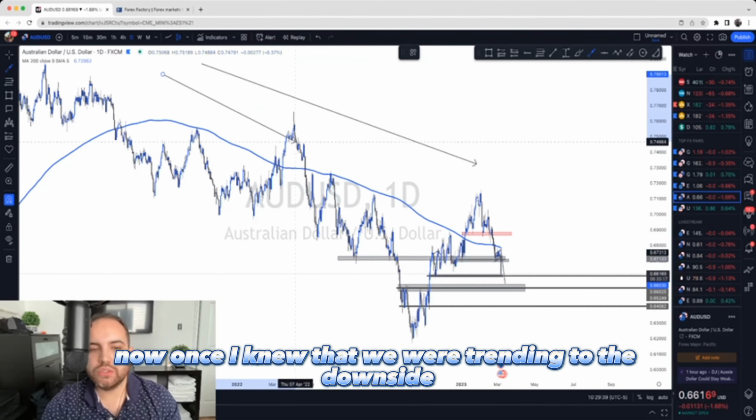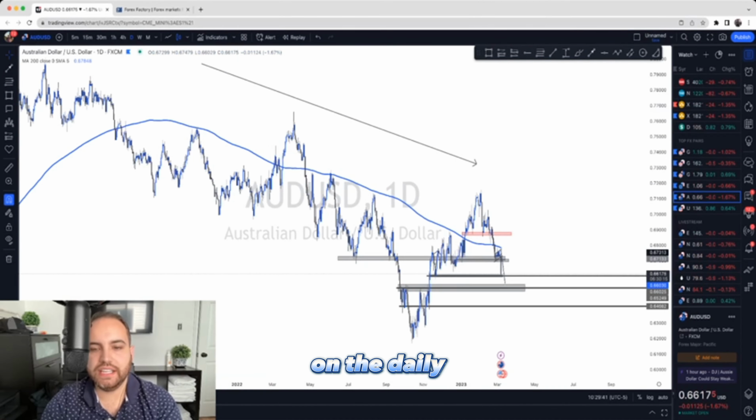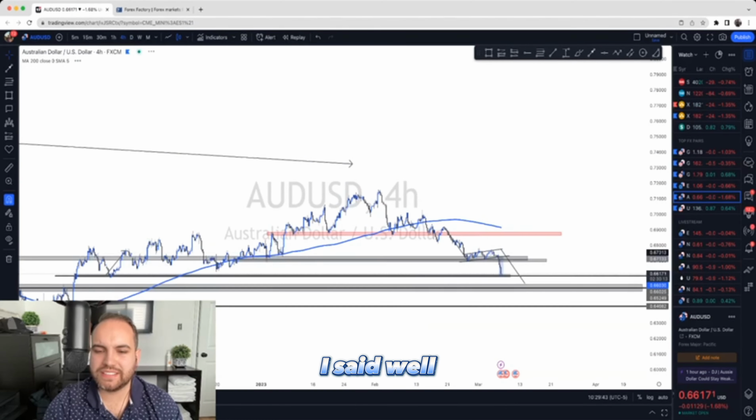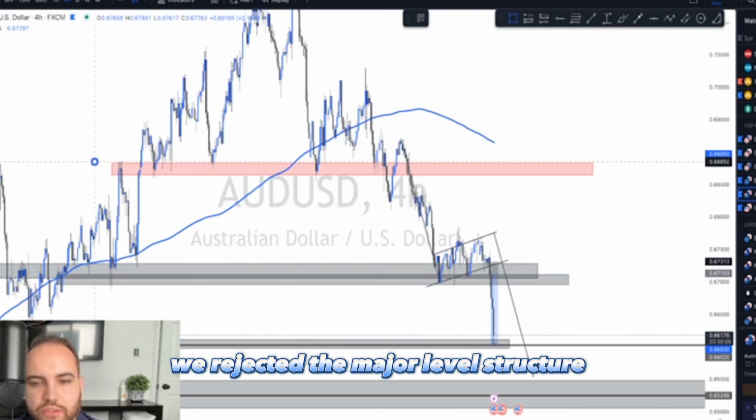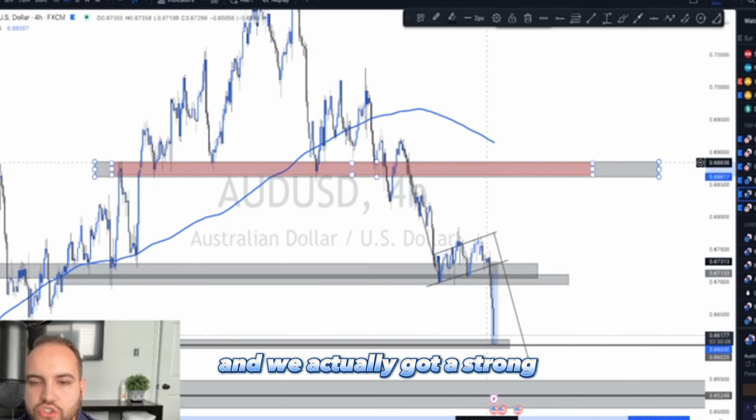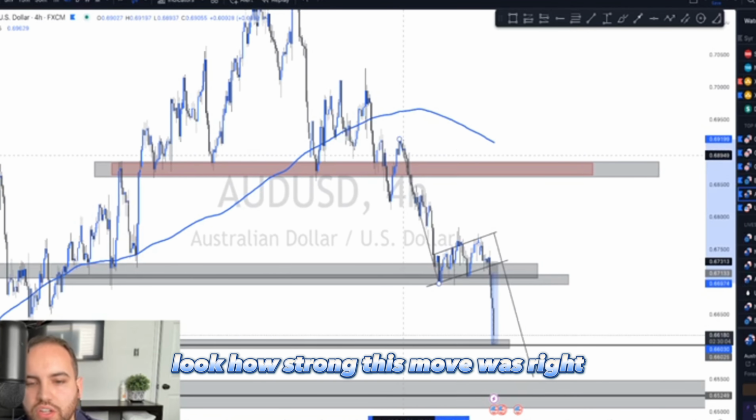Now, once I knew that we were trending to the downside on the daily, I narrowed it down to the 4-hour time frame, and I said, well, you know what? We saw the strong push. We rejected this major level of structure, and we actually got a strong momentum push to the downside. Look how strong this move was, right?